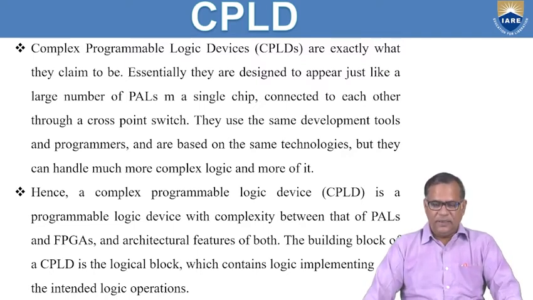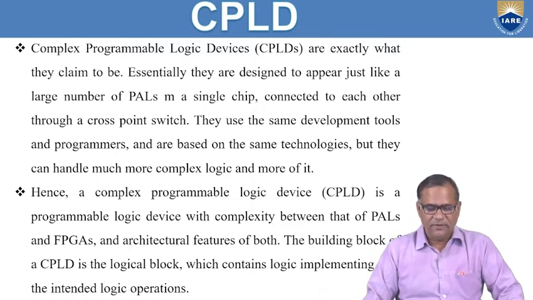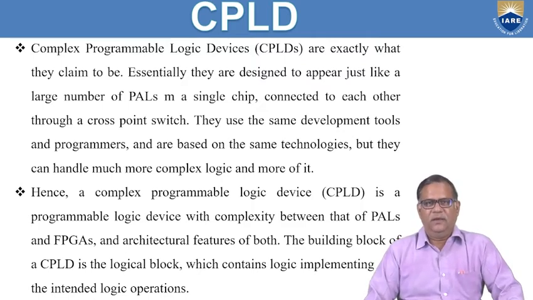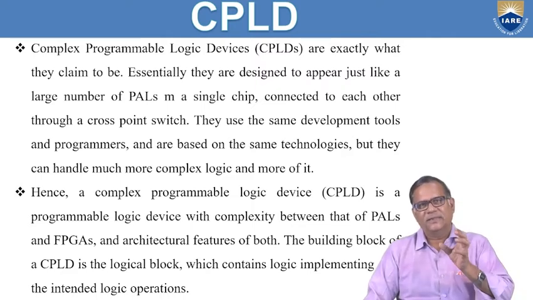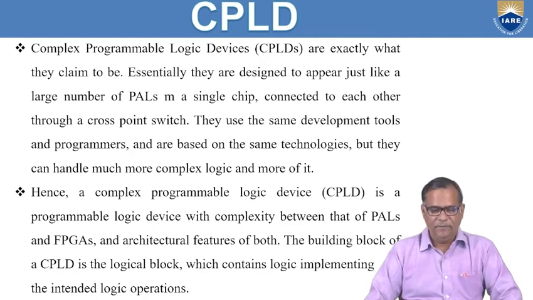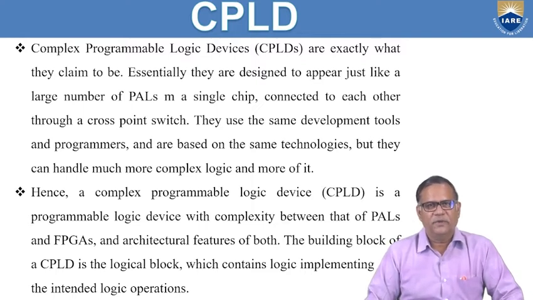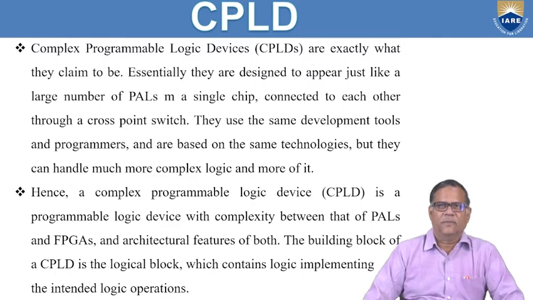So CPLD is a programmable logic device with complexity between PALs and FPGAs. In the previous session, we discussed the field programmable gate array, and the complexity of the CPLD is between the PAL and FPGA. And it has architectural features of both. So the basic building block of CPLD is the PAL, whereas the basic building block of FPGA is lookup tables.